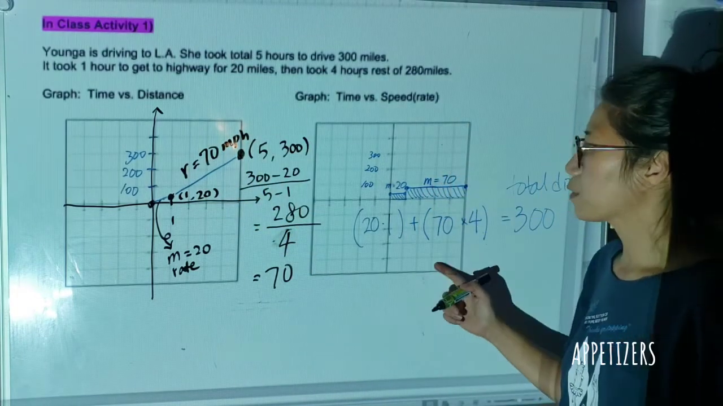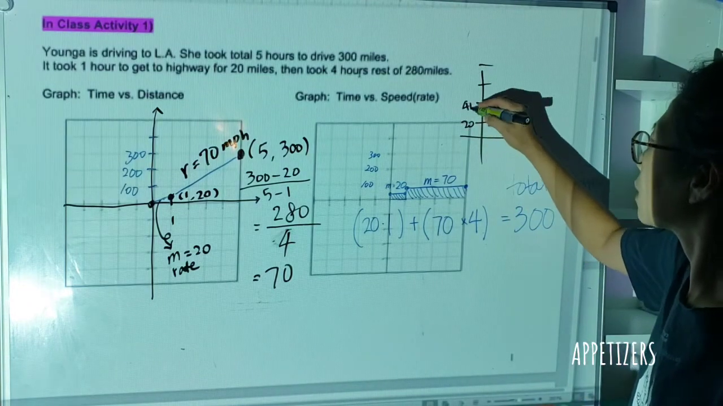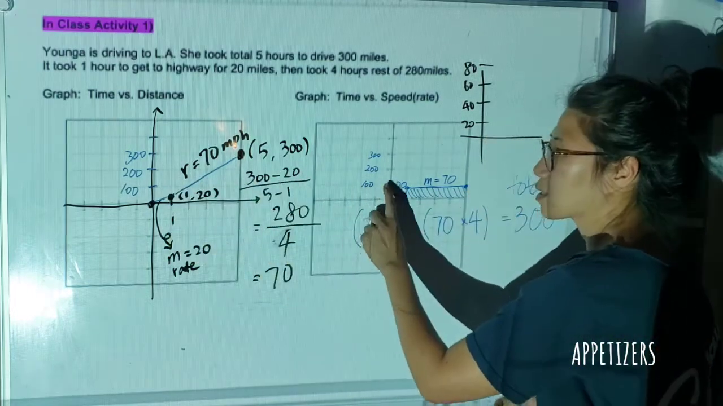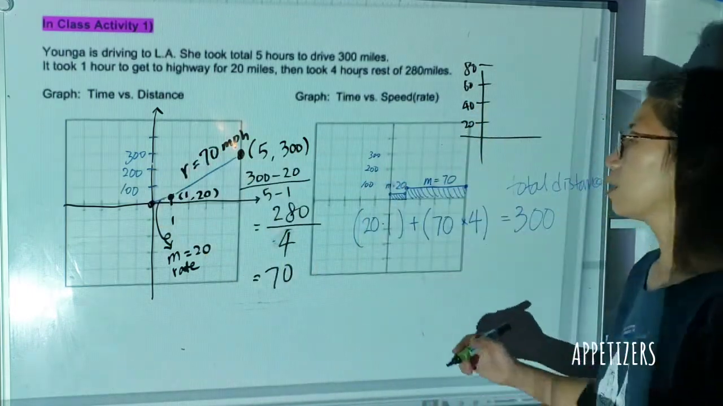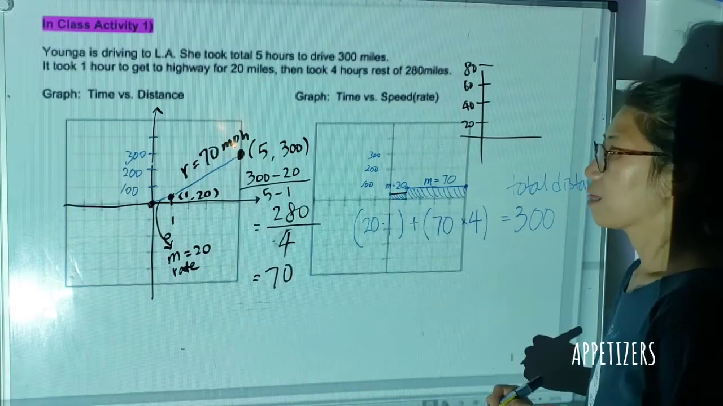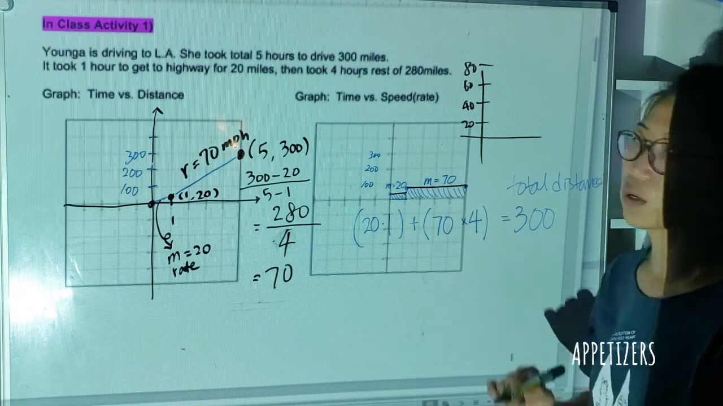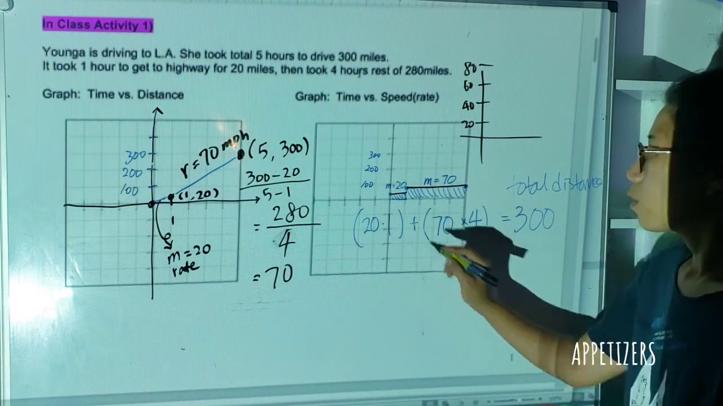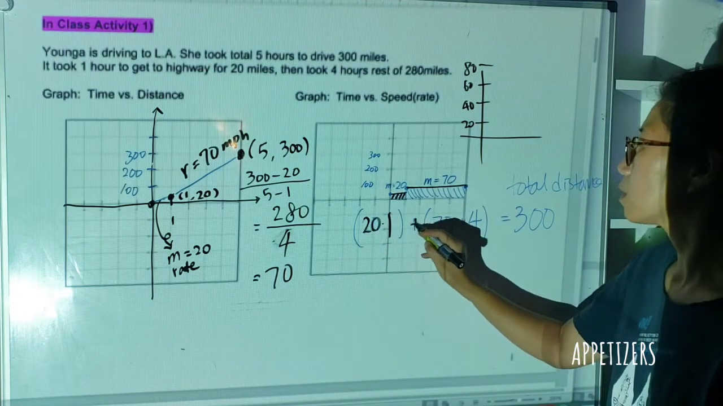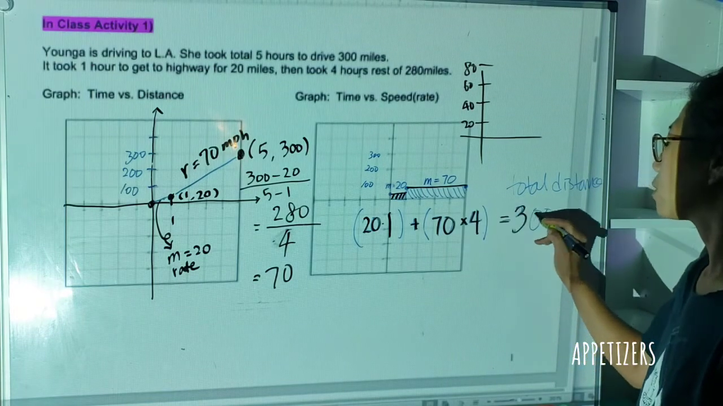So I'm going to graph here. Earlier I used a different scale. I can do 20, 40, 60, 80, that's fine. So this time I tried to make this one the same, just showing a little bit different way. So for the first one, I got a speed of 20 for the first 1 hour. And then for the next 4 hours, I had a constant speed of 70 in here. So if you want to find the area under, that's going to be 1 times 20 plus 70 times 4 hours. So total distance traveled is 300.